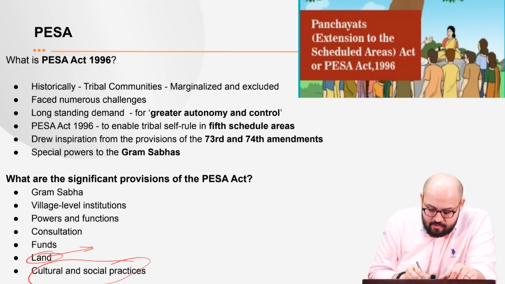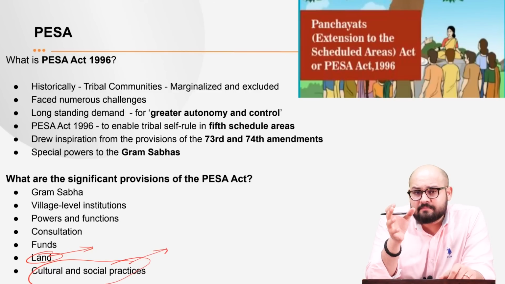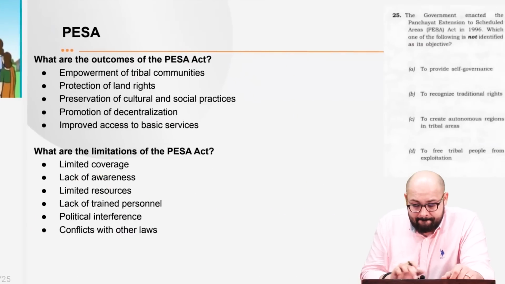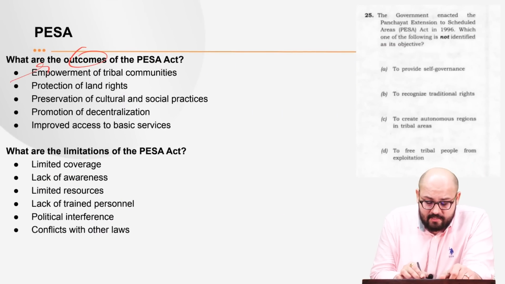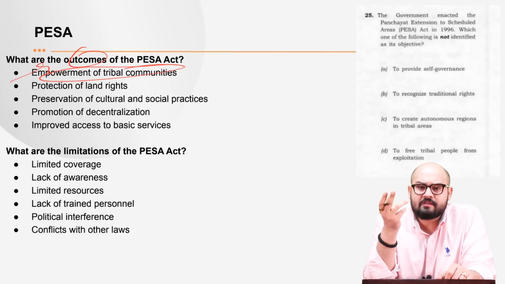Next is cultural and social practices. The act makes sure that the cultural and social practices, the customs and traditions of these tribal communities, are protected. So that is what you need to keep in mind. Now, what are the outcomes of the PESA Act? First, it has led to the empowerment of tribal communities. How has this empowerment come?